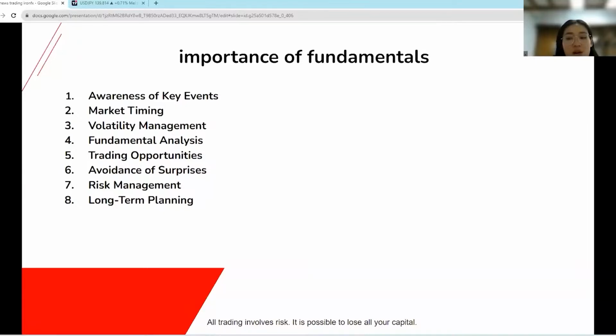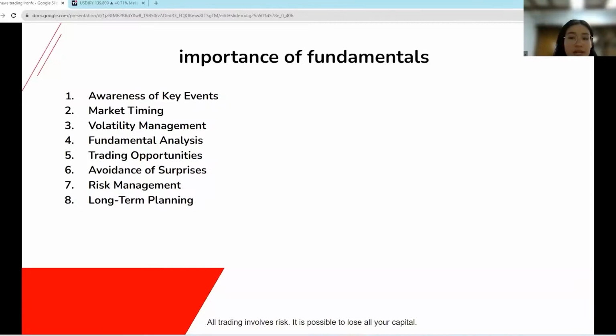Avoidance of surprises, pretty self-explanatory, but this basically helps you to avoid being caught off guard by unexpected market movements, and it also enables you to make more proactive and informed trading decisions. Risk management, we already talked about. Reducing your position sizes, increasing stop loss levels, even temporarily exiting the market during high risk periods are all examples of risk management. So lastly, long-term planning.